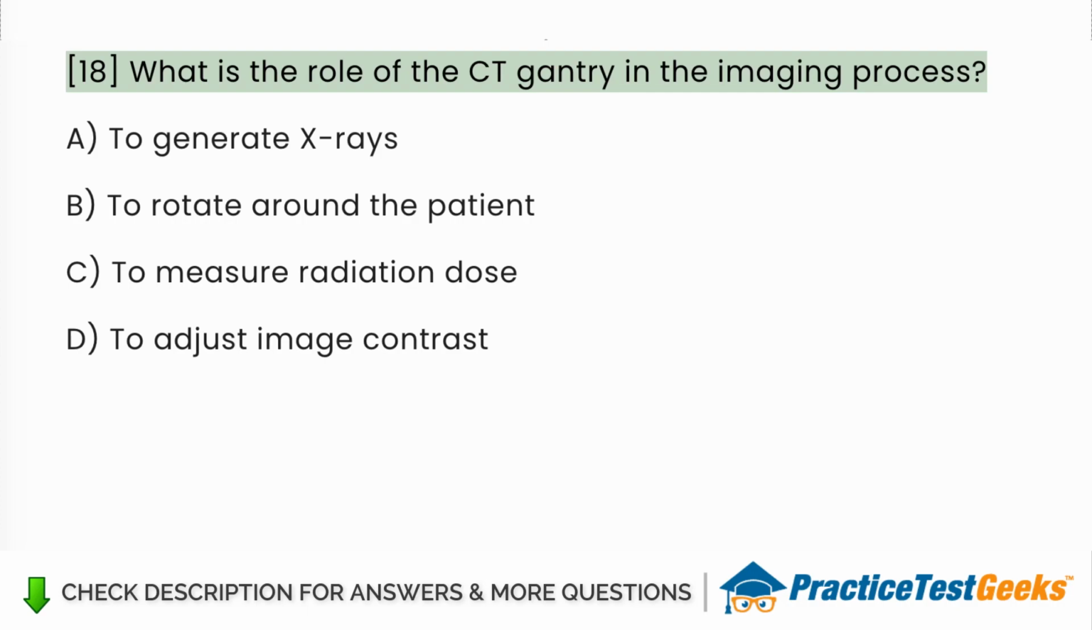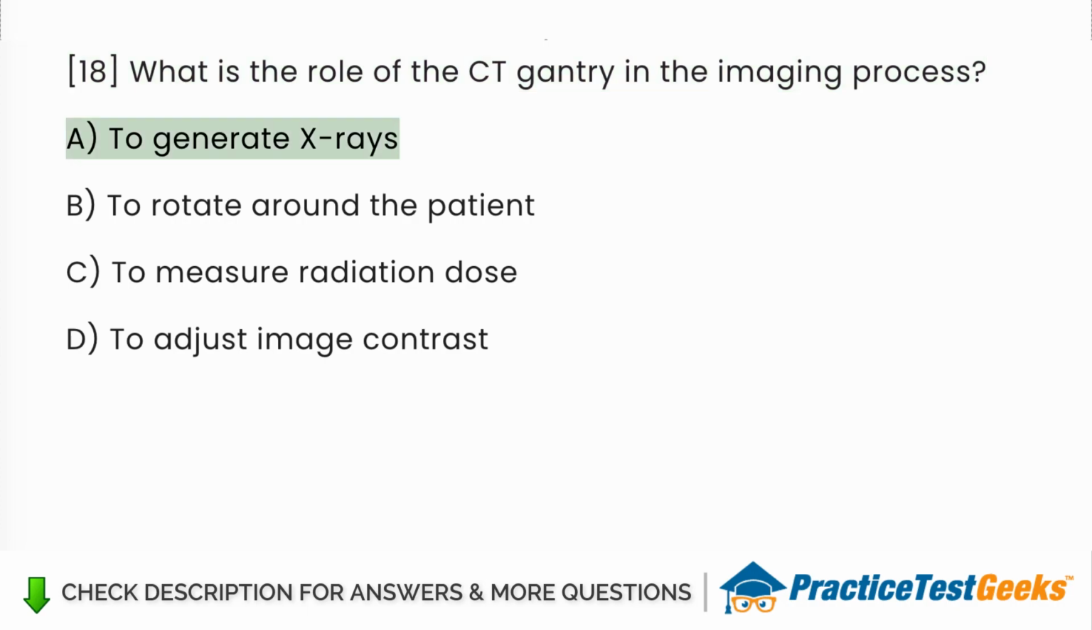What is the role of the CT gantry in the imaging process? A. To generate X-rays. B. To rotate around the patient. C. To measure radiation dose. D. To adjust image contrast.